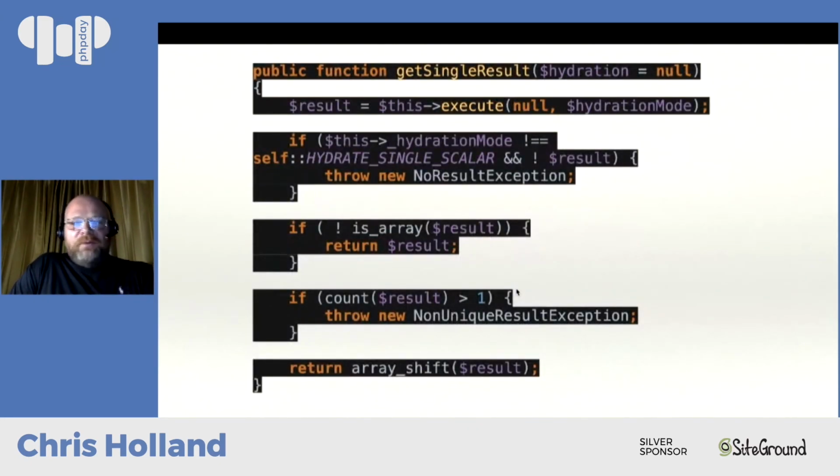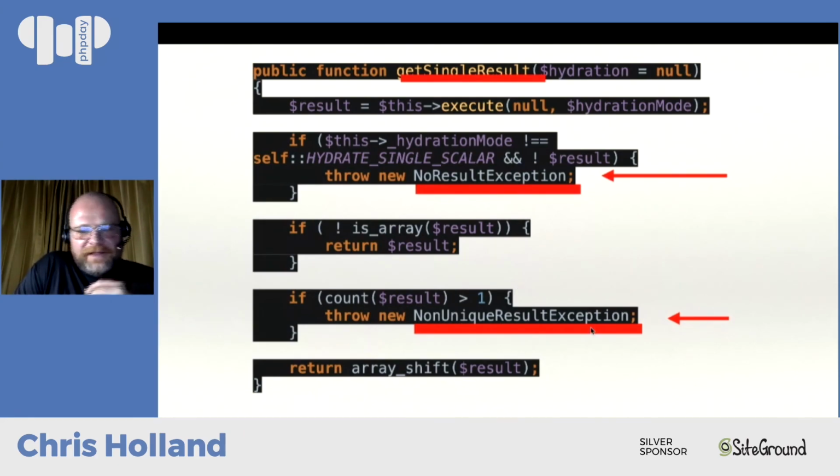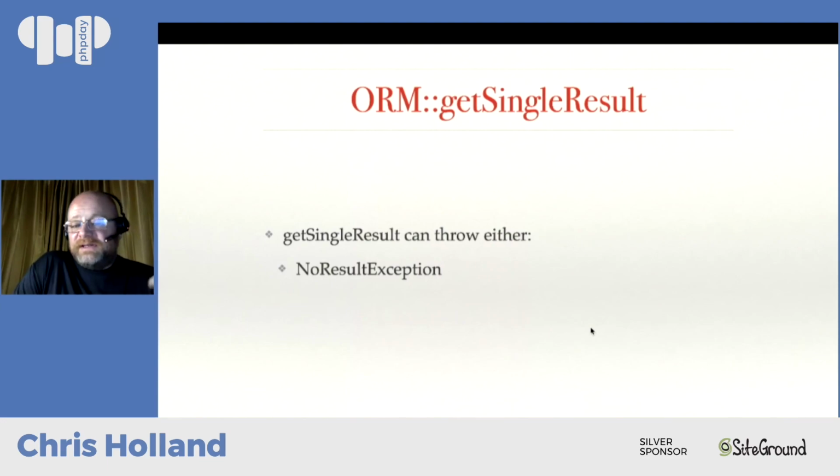So I went to look at the source code for getSingleResult, and here it is. So you can see here where no result exception gets thrown and where non-unique result exception gets thrown. So that's part of the Doctrine source code. So getSingleResult can throw either a no result exception or a non-unique result exception.